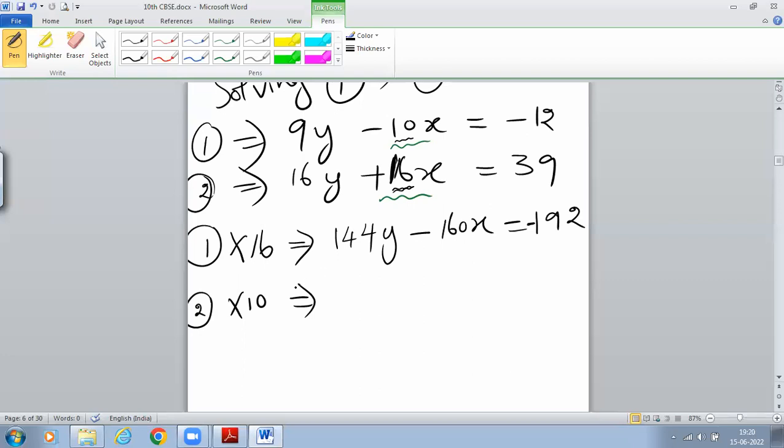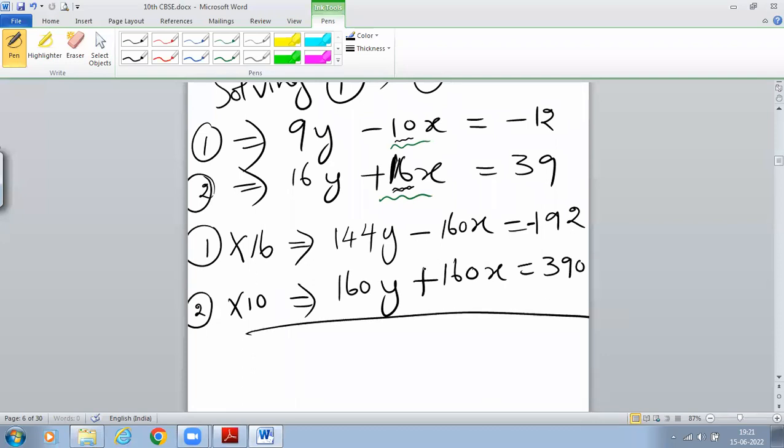Now, what you have to do is, we have to multiply this 10, where 10 is the coefficient of x in the first equation. That number we have to multiply all the terms in the second equation. Now, 10 into 16 is 160y, plus 10 into 16 is 160x, which is equal to 10 into 39, which is 390. So that is plus 390.